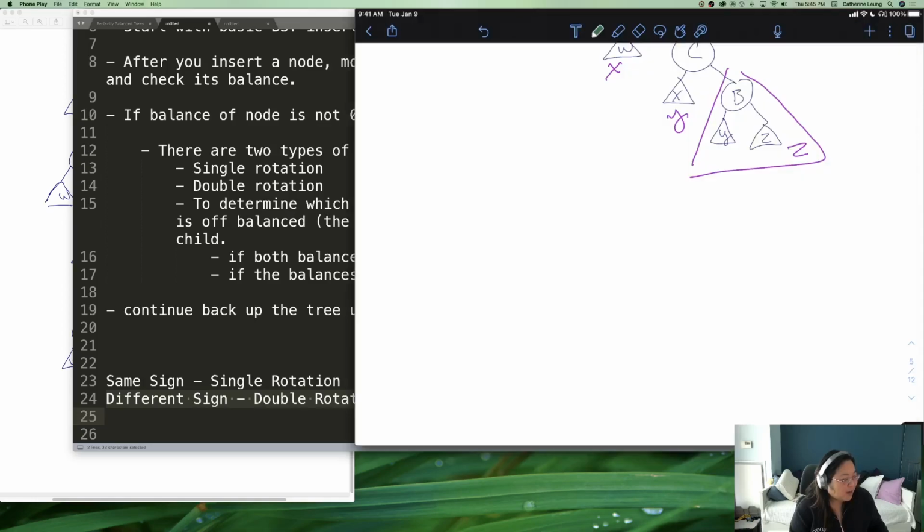So that is pretty much it for this particular video. In the next video, I'll show you how to actually use these rotations. We'll do an example. That's it. Thanks, everyone.